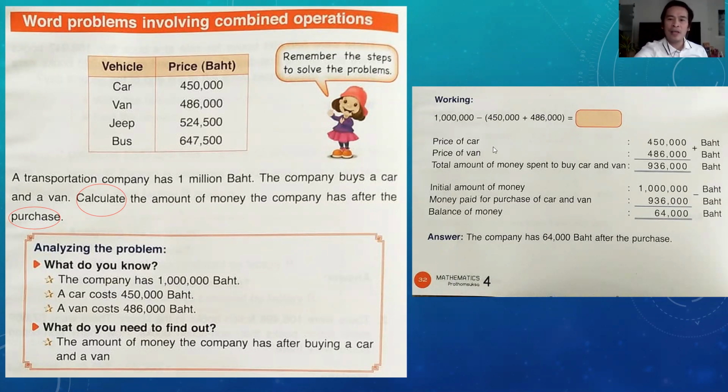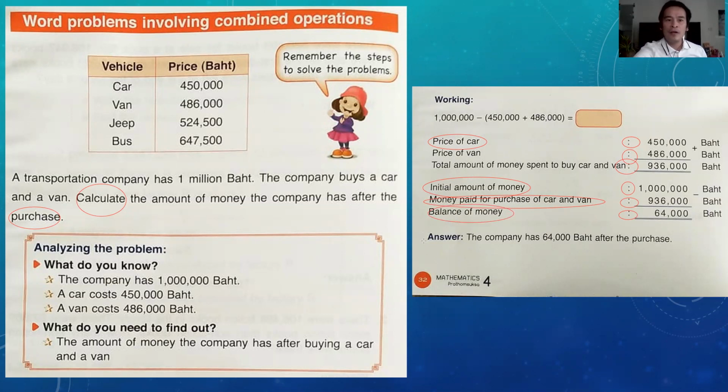Sometimes you can use this method or way. It's not a sentence, it's not a full stop, but we are using the colon symbol or punctuation mark. Can you see this colon? The double dot? Instead of writing a very long sentence, you can shorten it by just writing the important words, group of words like price of car. So you can say the original amount of money or the initial amount of money, and then colon. Then money paid for purchase of car and van, and then colon. Balance of money, and then colon.